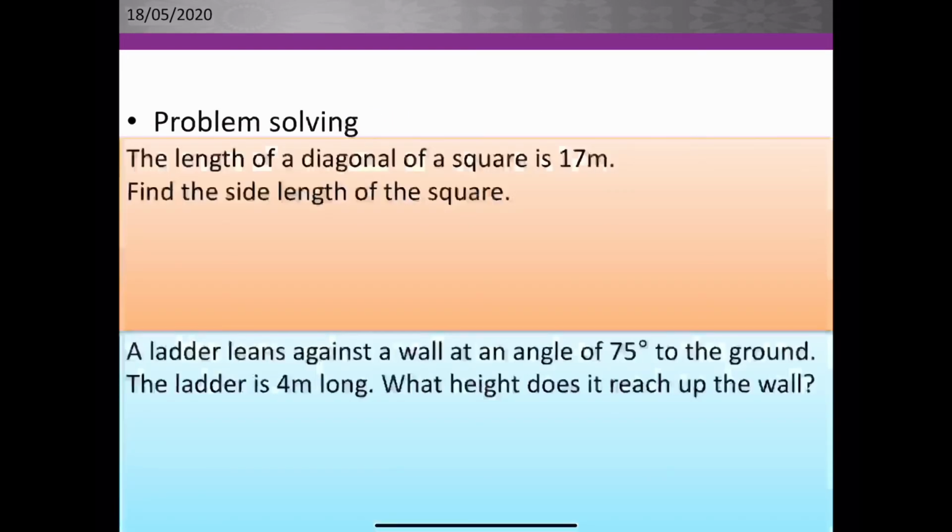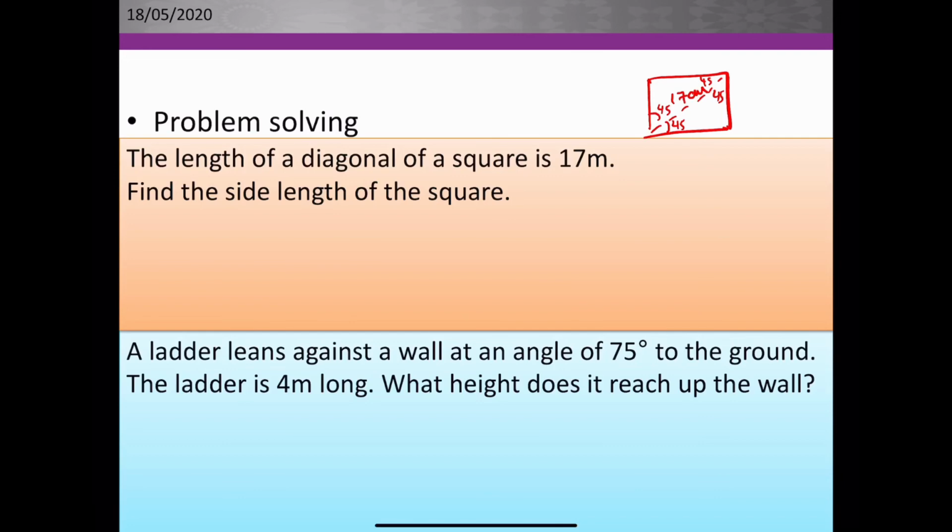The length of a diagonal of a square is 17 meters. Find the side length of the square. It's a bit of a problem solving question. So you've got a square, and you know the diagonal is 17 centimeters. Find the side length of the square. Now, what else do you know here? Well, you know that because it is a square, the angles are 45 and 45, because it was 90 and 90, and you can use that to solve this question.